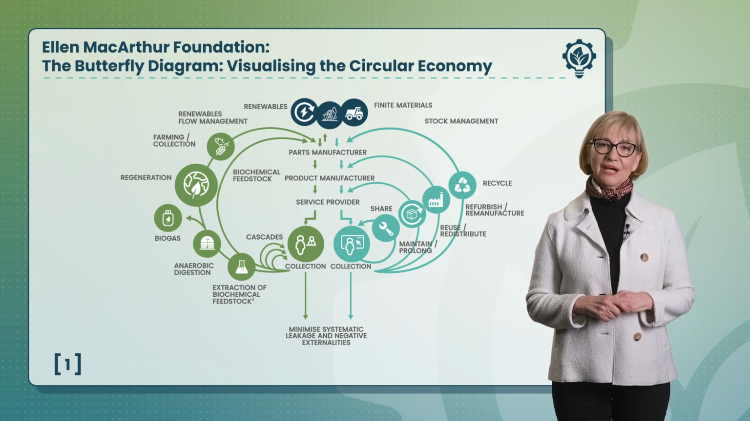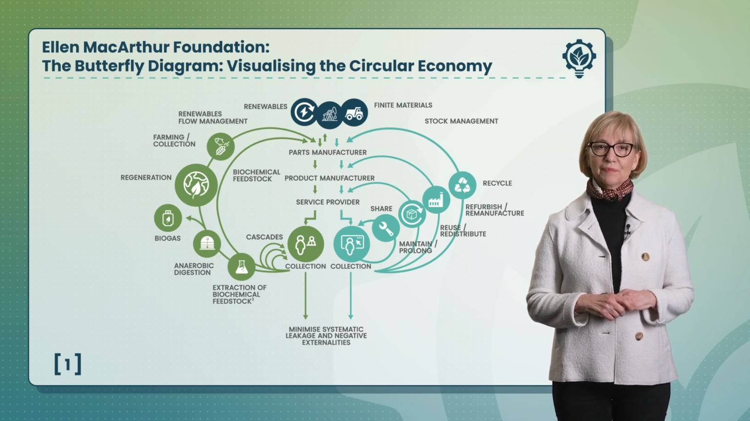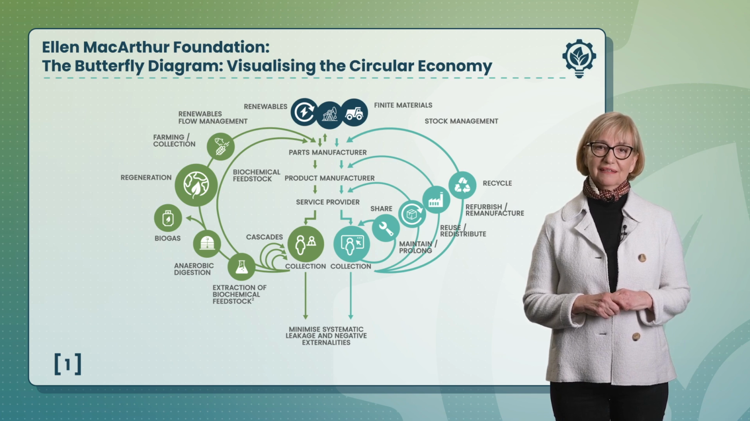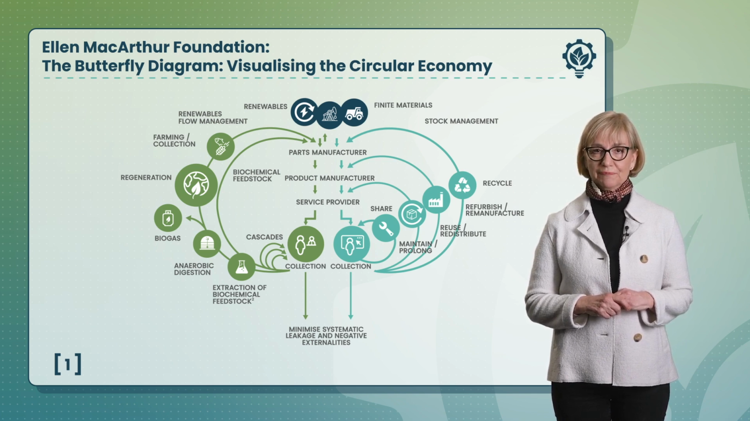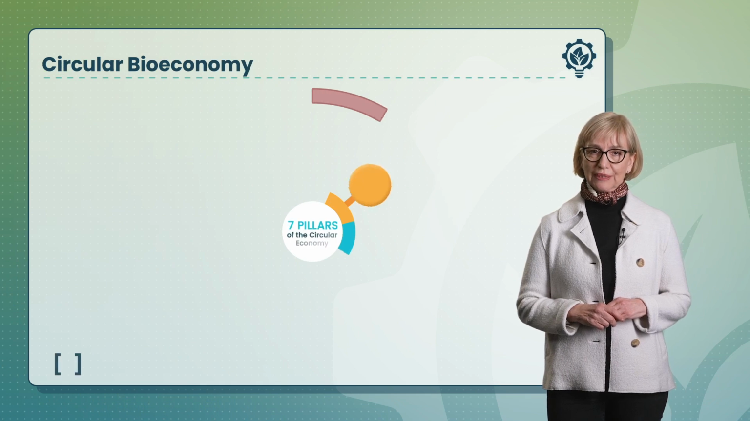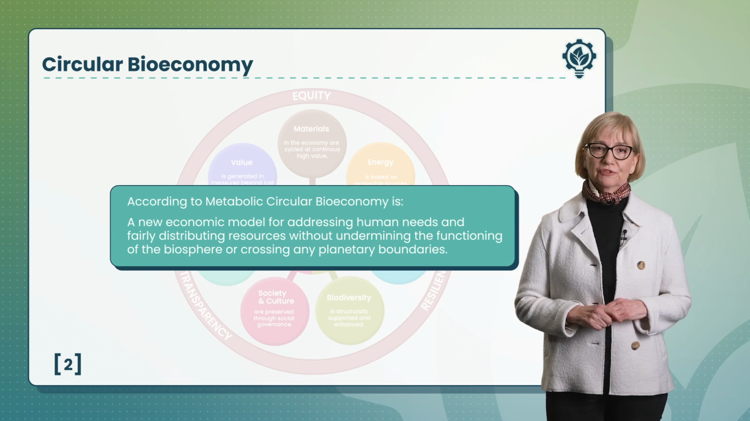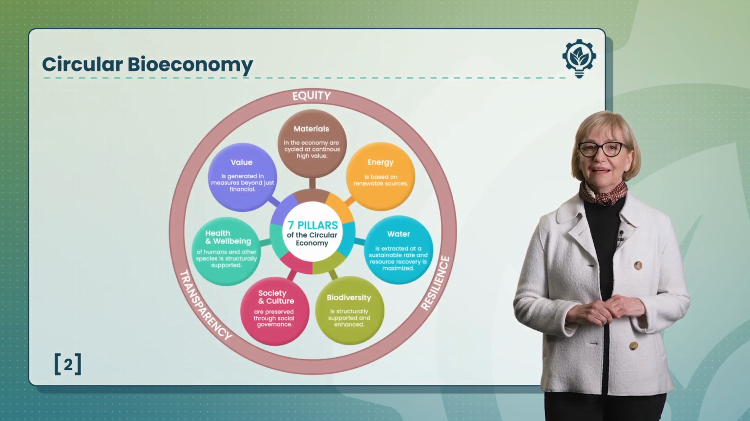In contrast to the current linear model, a circular economy model emphasizes economic growth and activities that are dissociated from the consumption of finite resources and minimize system wastes. Another example is from Metabolic, which defines the circular economy as a new economic model for addressing human needs and fairly distributing resources without undermining the functioning of the biosphere or crossing any planetary boundaries.